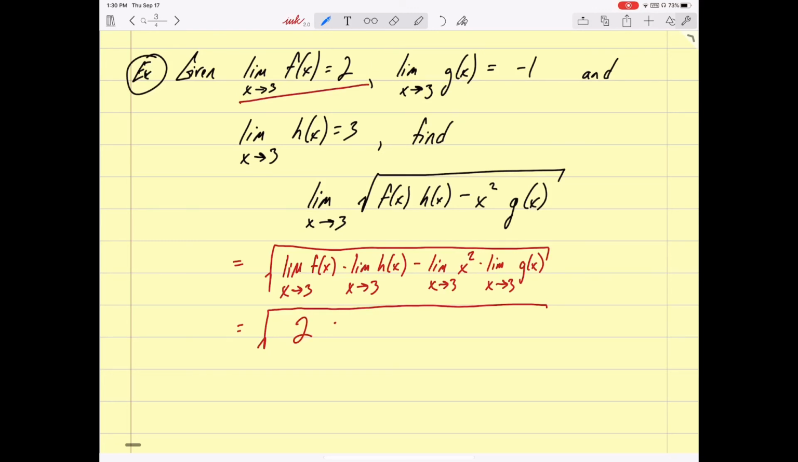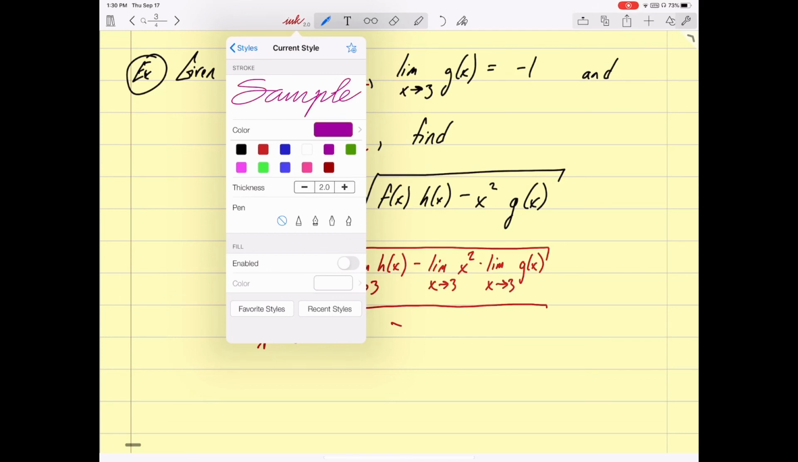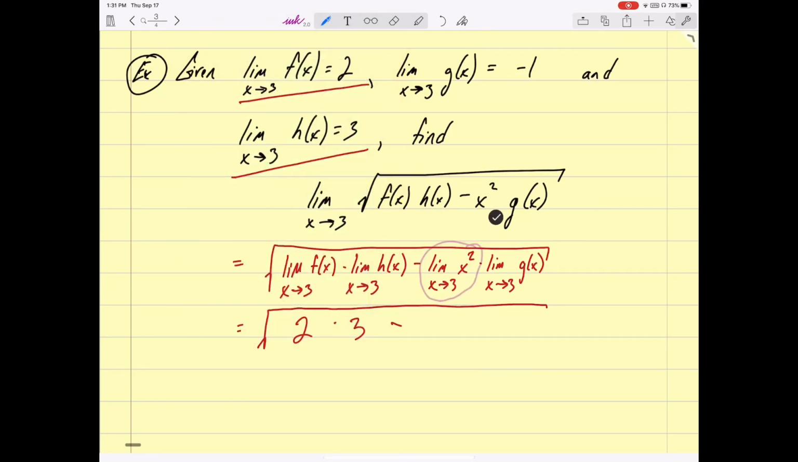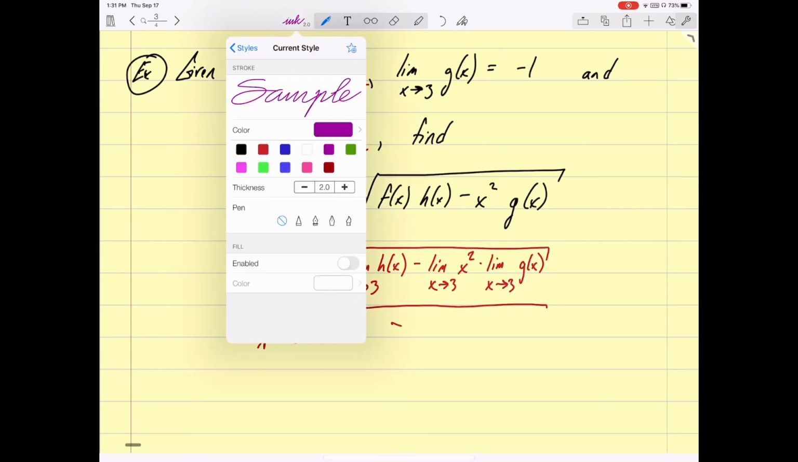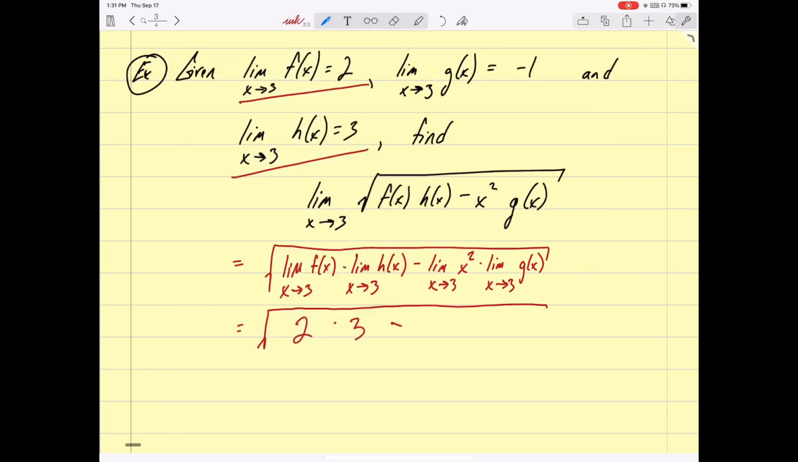The limit as x goes to 3 of h of x is defined right here. So that's just 3. Minus, circle this, you know what I'm talking about? This part right here is the limit as x goes to 3 of x squared. That one's not defined above, but they don't have to be defined to be able to work with those. We're just going to do that by plugging in that value. So the limit as x goes to 3 of x squared is 9. And then finally, the limit as x goes to 3 of g of x is equal to -1.